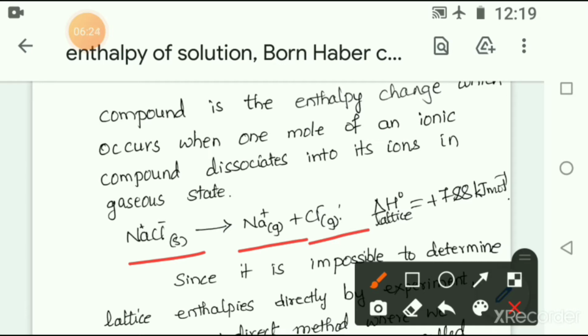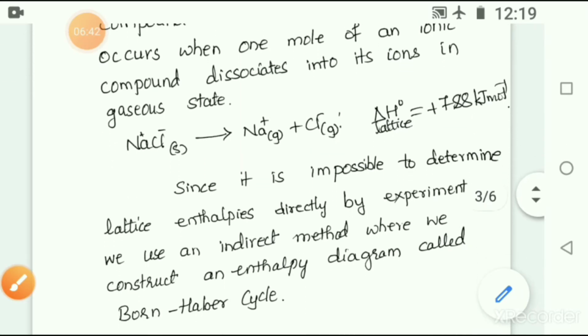I showed you that structure, right? There the strong electrostatic force of attraction breaks and the ions are set free in the gaseous state. The energy supplied is called lattice enthalpy, and it is equal to plus 788 kilojoules per mole.